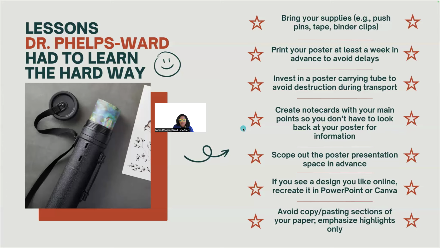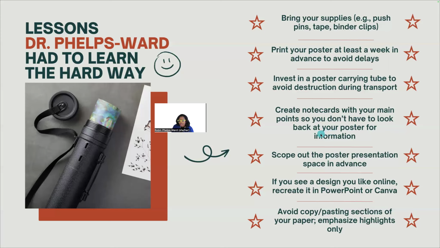Create note cards with your main points so you don't have to look back at your poster information. So sometimes people are turned the opposite way, reading off of their presentation. To make sure you know what's on your poster and that you don't have to turn your back to your audience, have some note cards with your main points and maybe even work on memorizing your elevator pitch or that first couple of minutes that you would like to share the highlights of your work with an audience member.